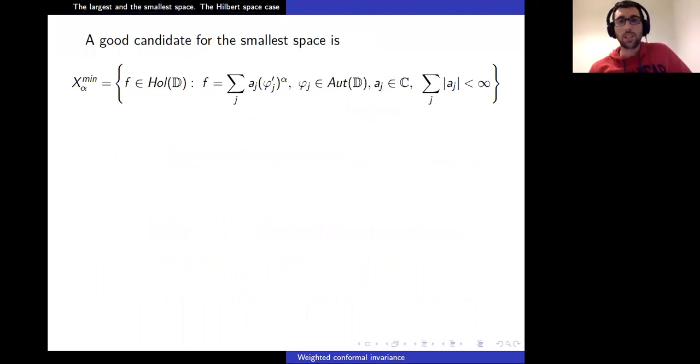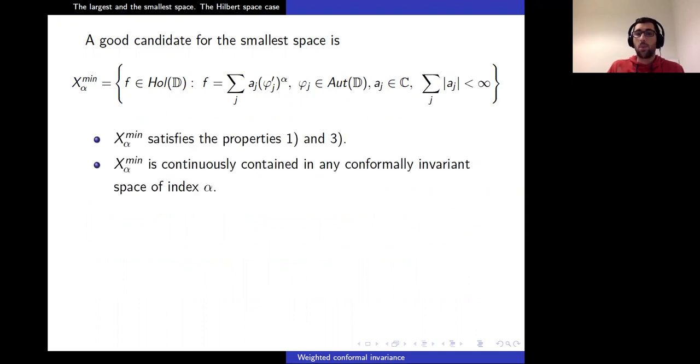A good candidate for this space is the space X min alpha, which consists of all analytic functions in the unit disk with the representation with L1 coefficients. We can prove that this space X min alpha satisfies property 1 and property 3. And moreover, this space X min alpha is continuously contained in any conformal invariant space of index alpha.